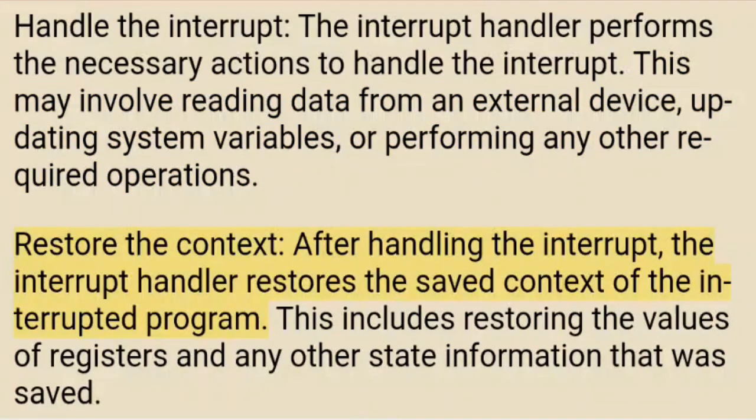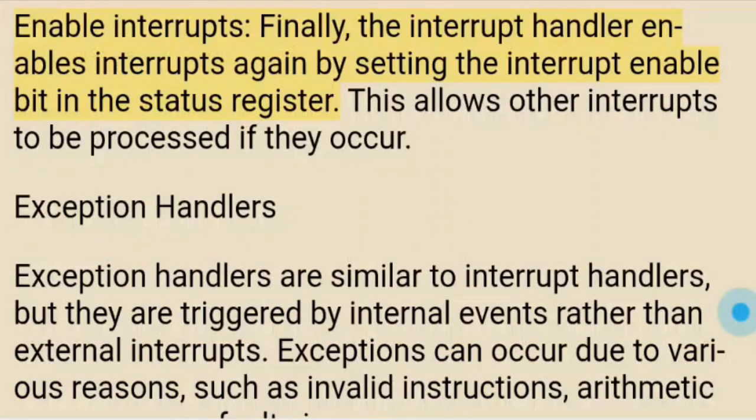Restore the context. After handling the interrupt, the handler restores the saved context of the interrupted program. This includes restoring the values of registers and any other state information that was saved. Enable interrupts. Finally, the interrupt handler enables interrupts again by setting the interrupt enable bit in the status register. This allows other interrupts to be processed if they occur.